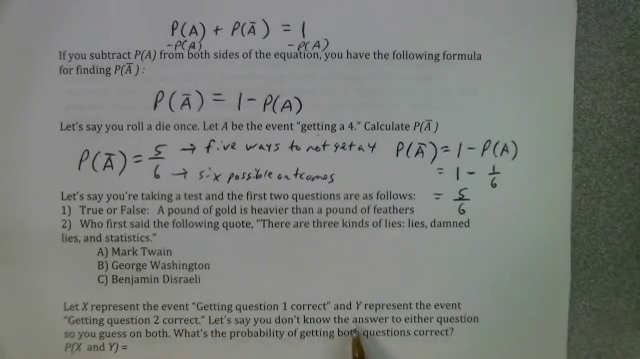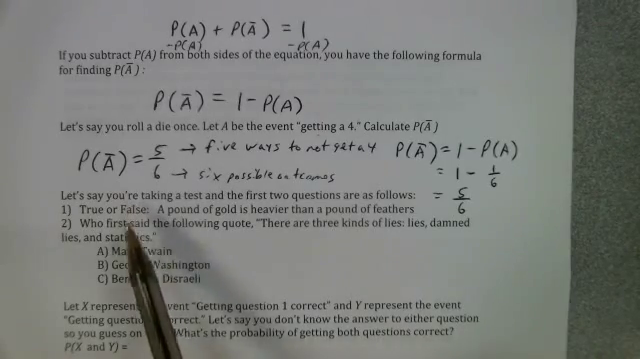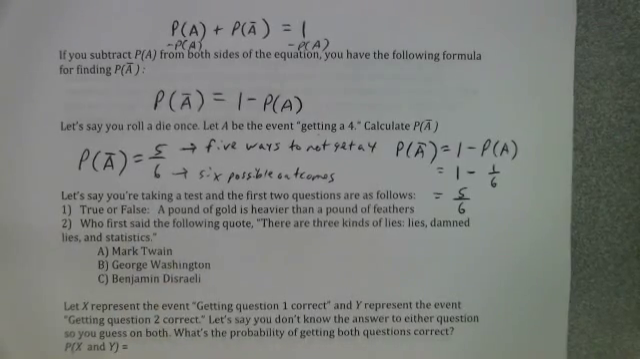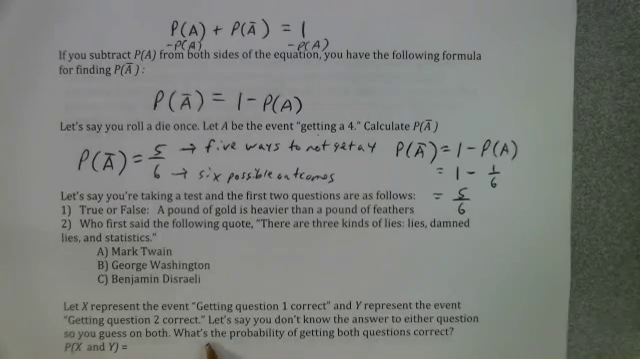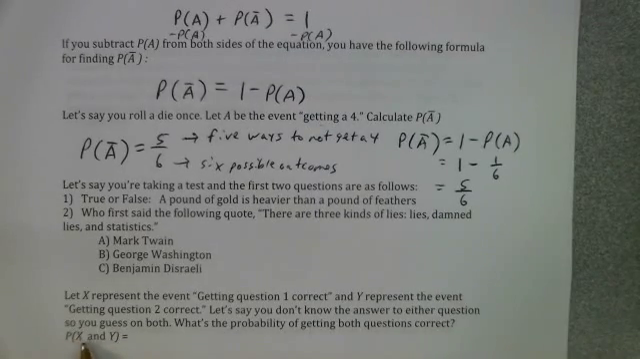Let's say you don't know the answer to either question, so you just guess on both. You're like, man, I don't know this one, I don't know this one, I'm just going to guess on both of them. I want to know, what's the probability of getting both questions correct? In other words, what's the probability of getting X correct and Y correct, or question 1 correct and question 2 correct?